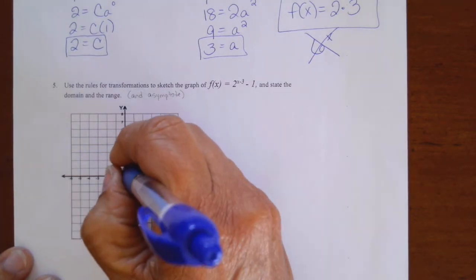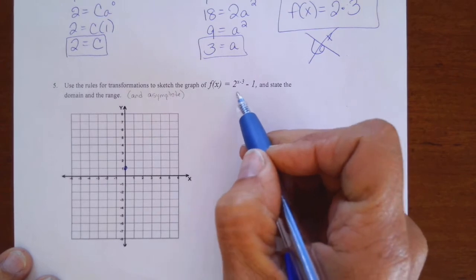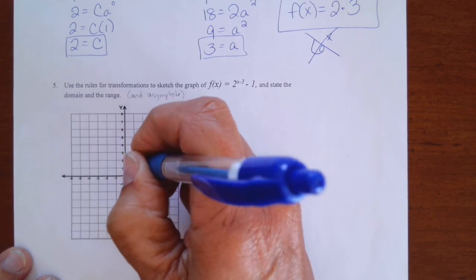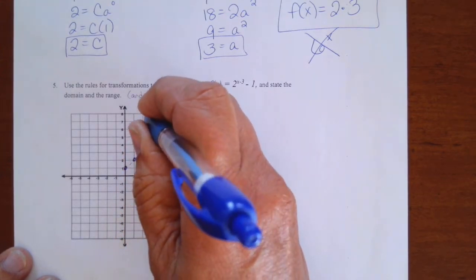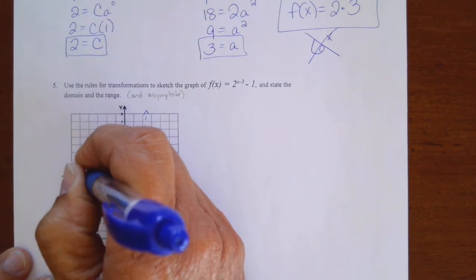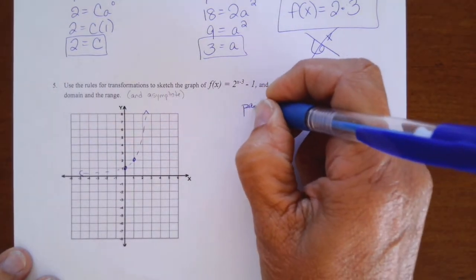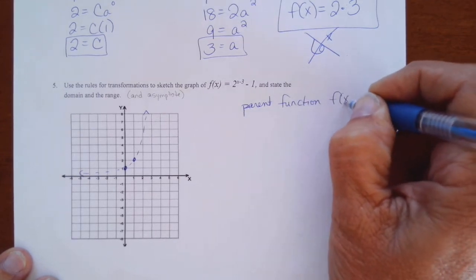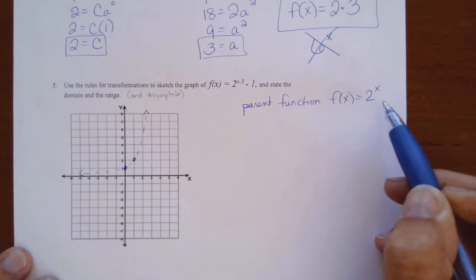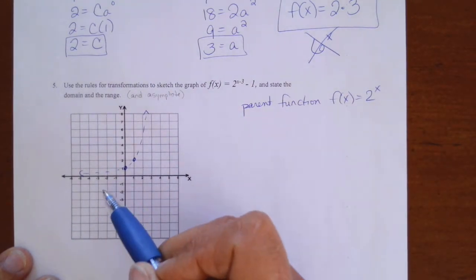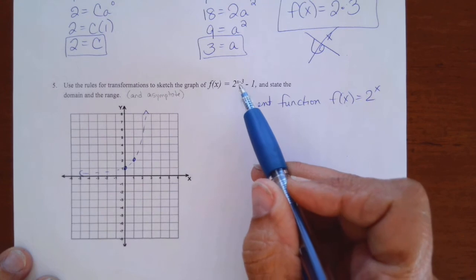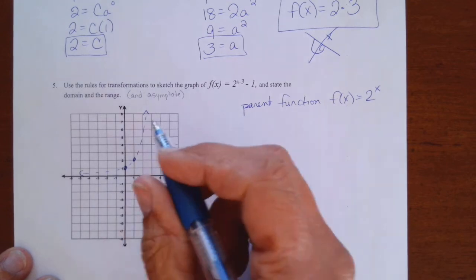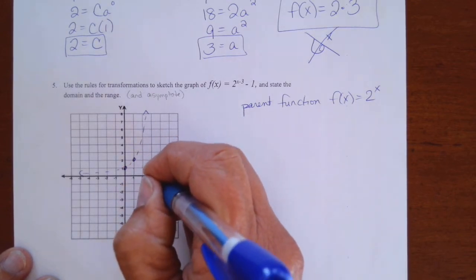All right, so I'm going to sketch. Now, the base parent function would be 2 to the x. So I know that it goes through these points. I'm going to just do a dotted curve so we remember what the parent function looks like. So remember the parent function is f of x equals 2 to the x. This is a growth problem since that's bigger than 1. So all we're going to do to this function is go right 3 and down 1, right? We're using our transformations.